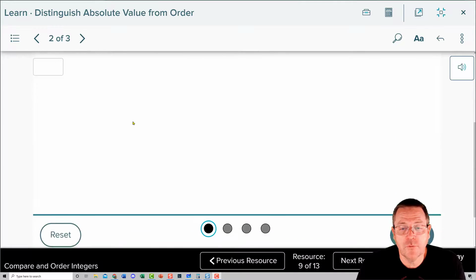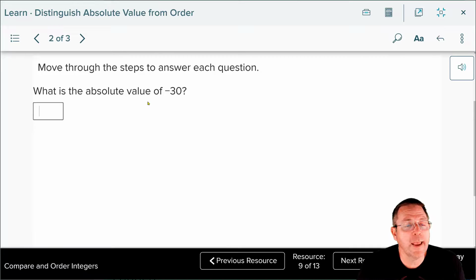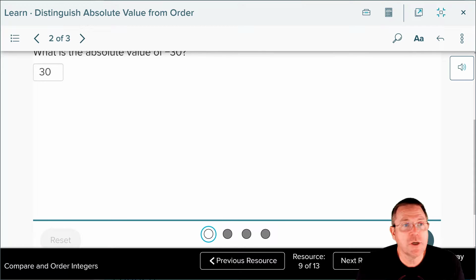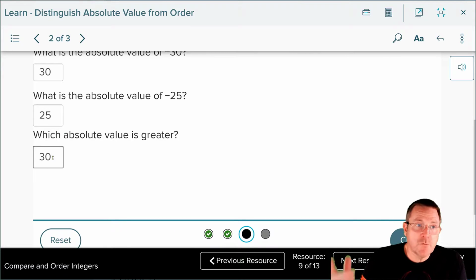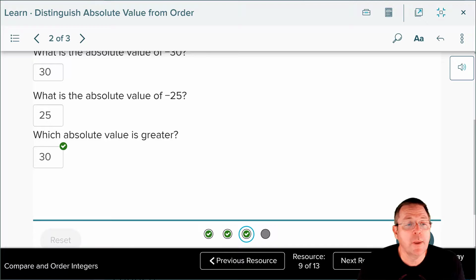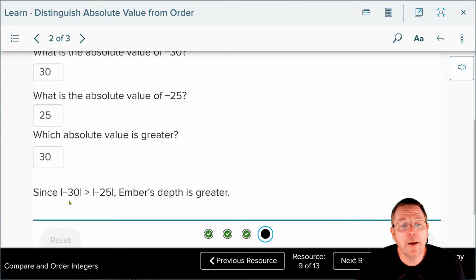And now we get to move through some steps to figure out how that's going to work. So the absolute value of negative 30 is going to be what? Well, that's going to be 30. So let's check that. That one checked. Next, the absolute value of negative 25, what's that going to be? Well, that's going to be a positive 25. That one checks as well. Which absolute value is greater? 30 is greater than 25, and therefore the absolute value of negative 30 is going to be greater than the absolute value of negative 25, because what you're looking at here is actually 30 is greater than 25, and that is a true statement.